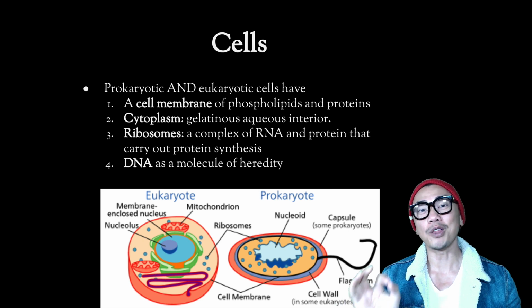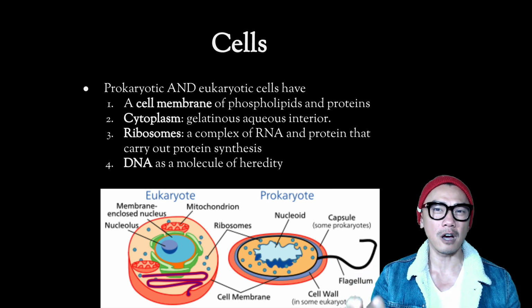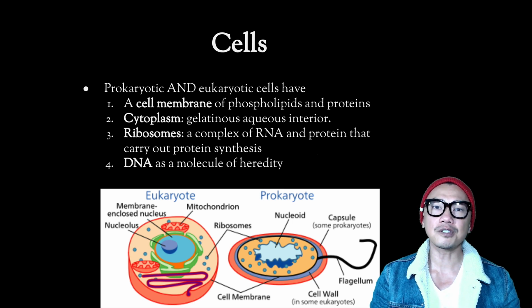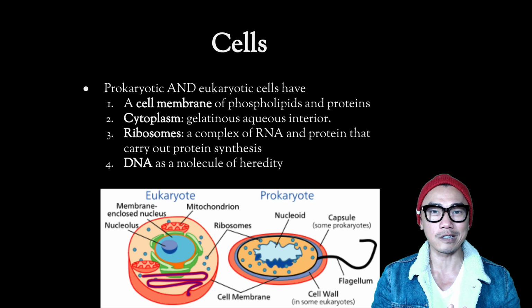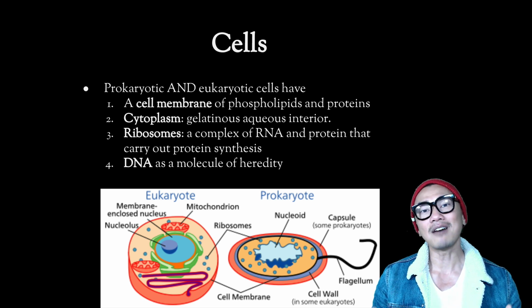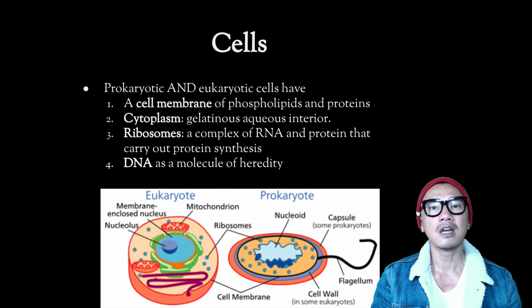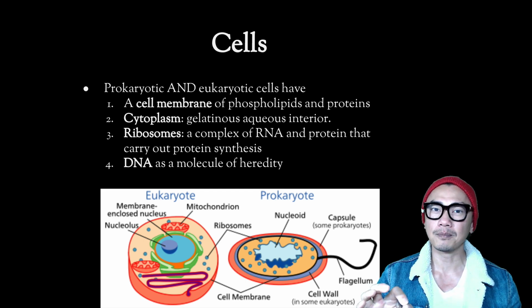All cells, whether prokaryotic or eukaryotic, have four characteristics in common. First, they all have a cell membrane made up of phospholipids and proteins. Second, they have cytoplasm, a gelatinous, aqueous interior, aqueous meaning watery.